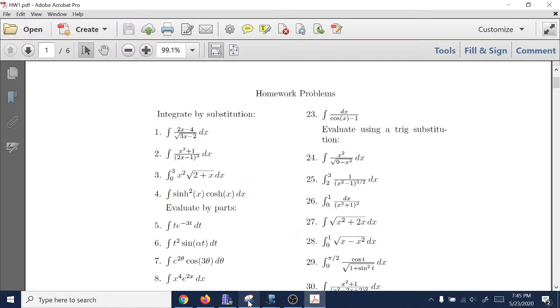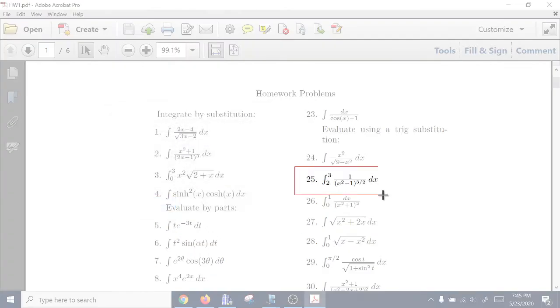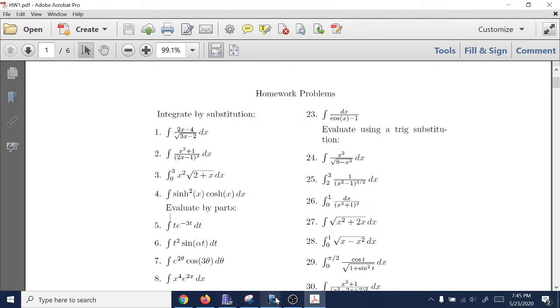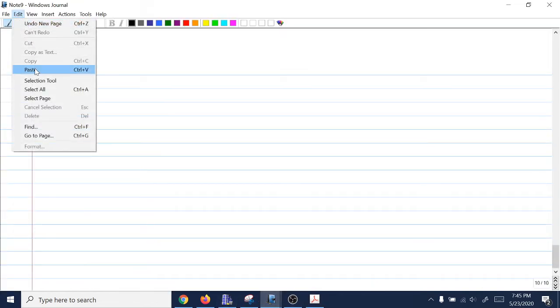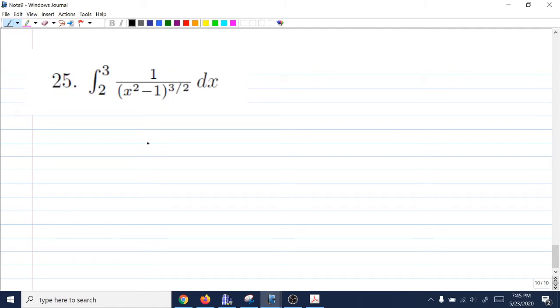25. We're in trig substitution land. There be monsters here. Whenever I see a trig substitution, I'm going to check and make sure this isn't doable by a simpler u substitution. If I had an extra x out top, then I would have the derivative of x squared minus 1, basically, and I'd be ready to do that. I don't have that, so I probably need to actually do the trig substitution.